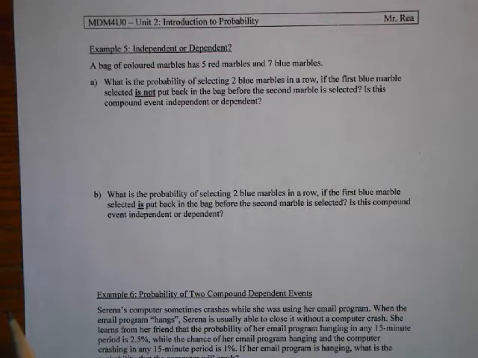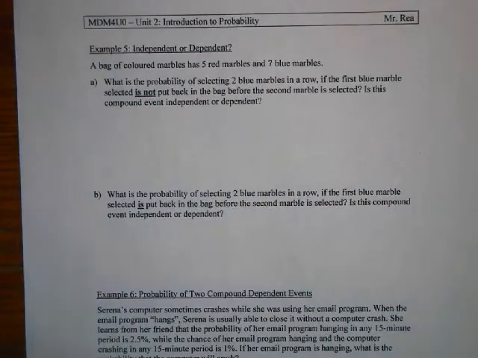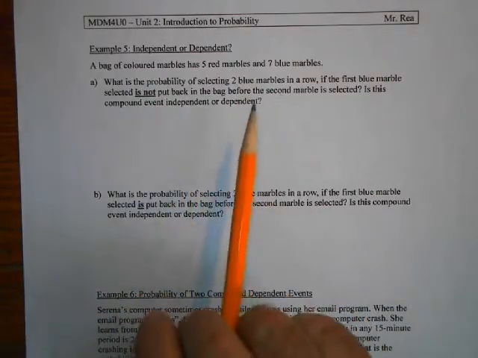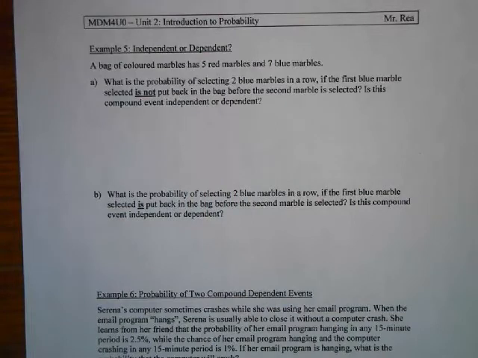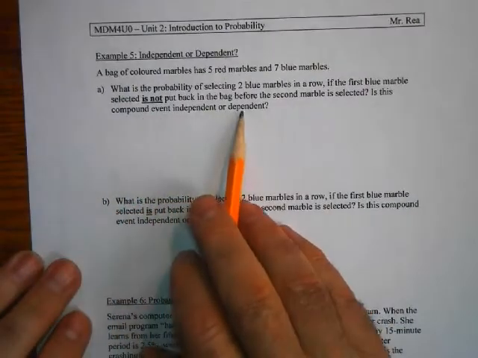So basically, you're trying to calculate the probability. You stick your hand into this bag of 5 red and 7 blue marbles. You pull out a blue marble. You take that blue marble out, set it on the table. Then try again with the remaining marbles and pick a second blue marble. So what's the probability that happens? Is this compound event independent or dependent?